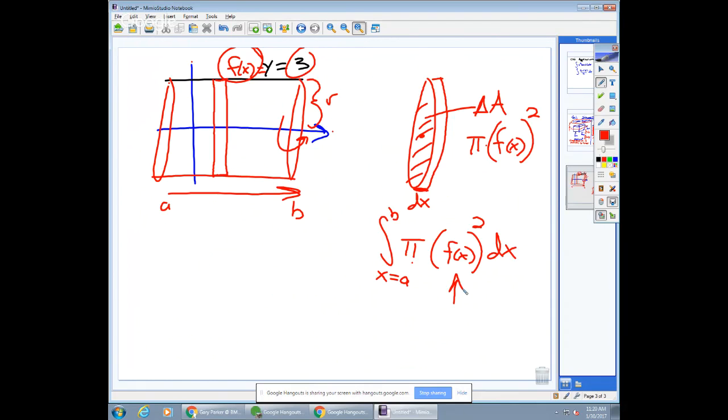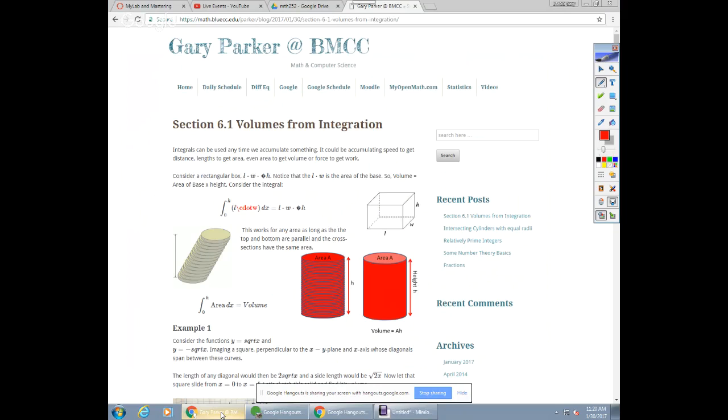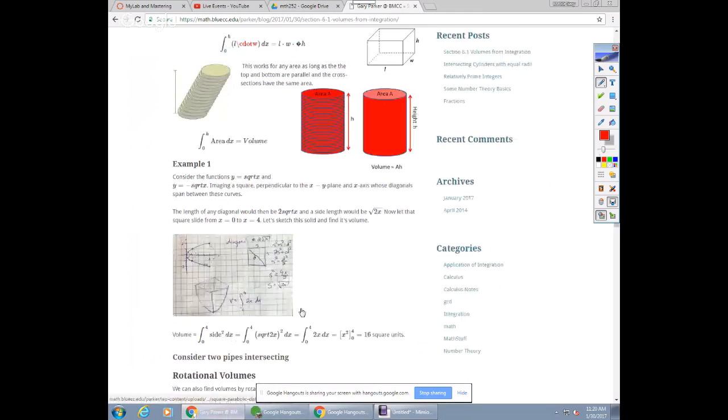All right, so we'll come back to rotational solids in a minute. Let's go back to cross-sectional solids. And let's see, I had one in my notes I wanted to look at. Where did I put it? Here, maybe? Yeah, that one's a cute one.